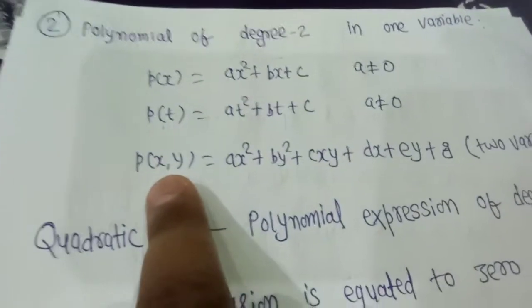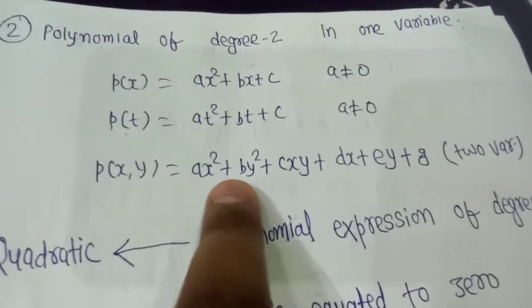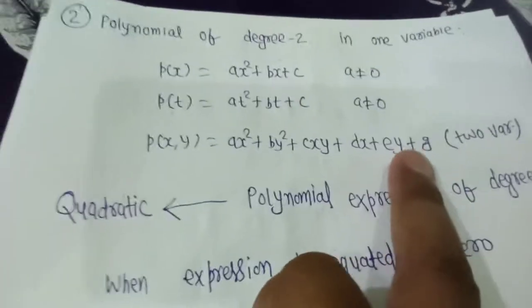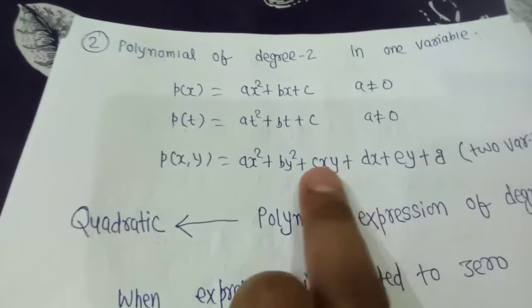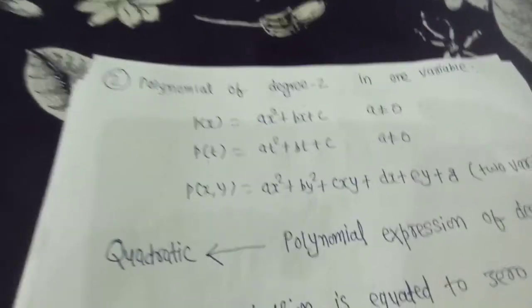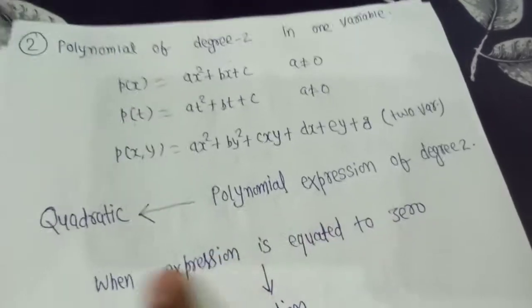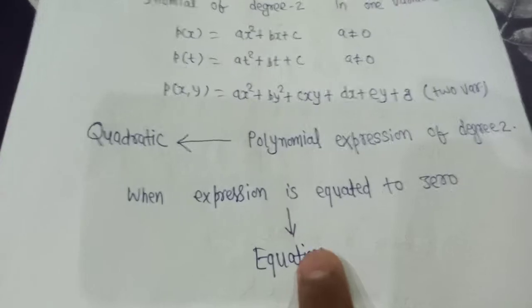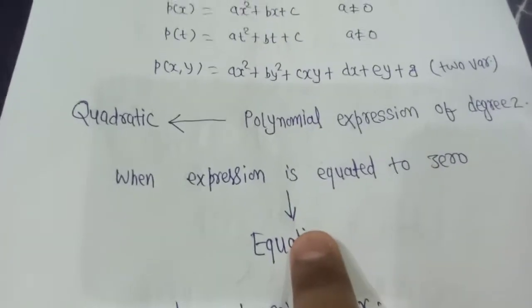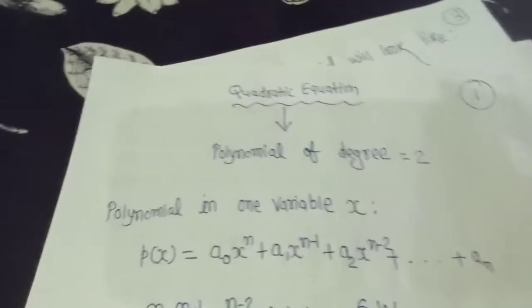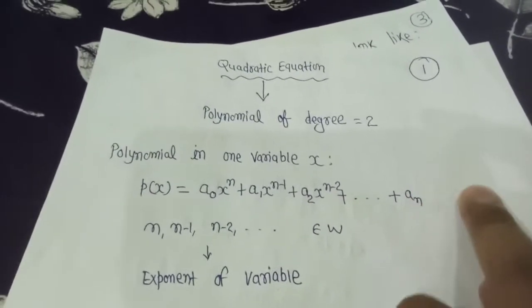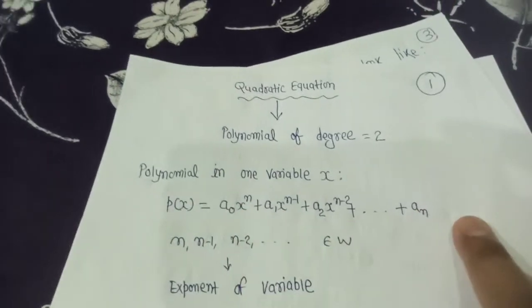And a polynomial in two variables x and y is ax square plus by square plus cxy plus dx plus ey plus z. This is the polynomial in two variables. So any polynomial expression of degree 2 is a quadratic polynomial, and when the expression is equated to 0, it will become an equation. Here we have a polynomial expression. If this is equated to 0, this will become a polynomial equation.